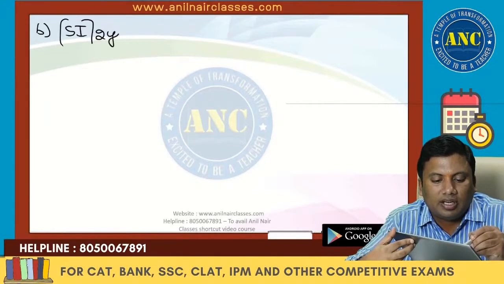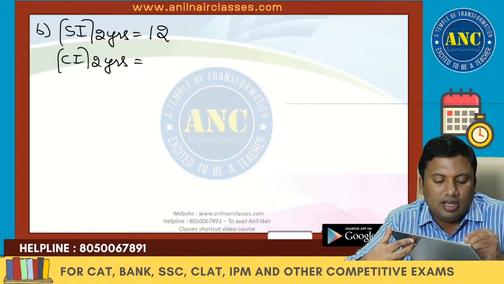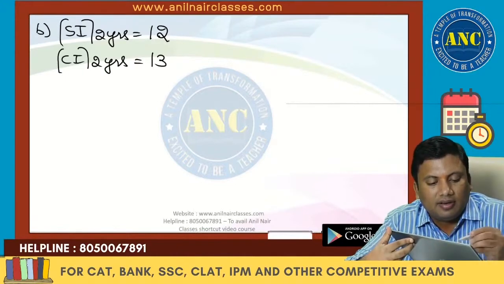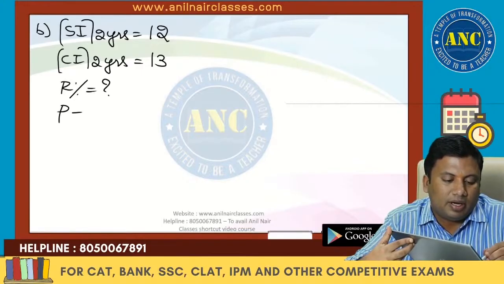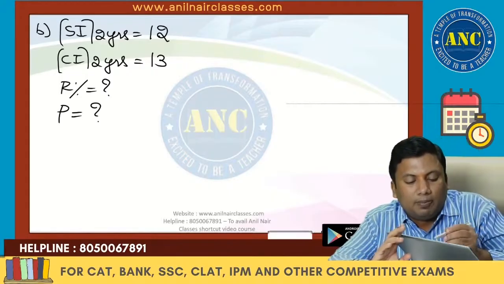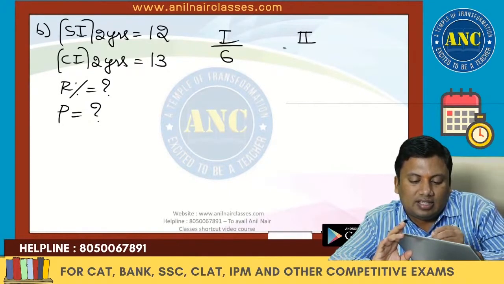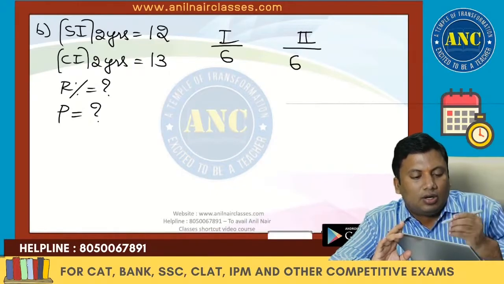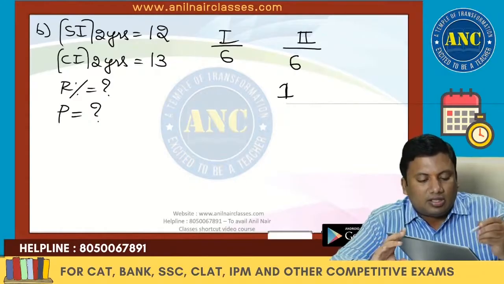Simple interest for 2 years is 12. Compound interest for 2 years is 13. Find R percentage and find principal. Simple interest for 2 years is 12. For first year 6 and second year also 6. Total value should be 13. Extra, it is nothing but 1.